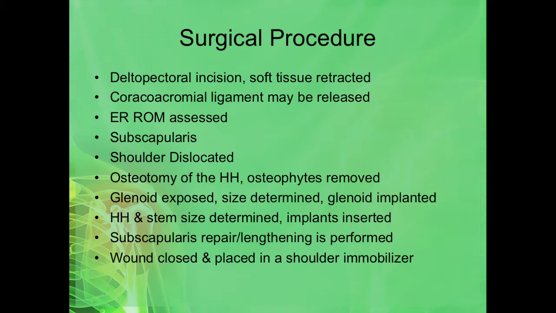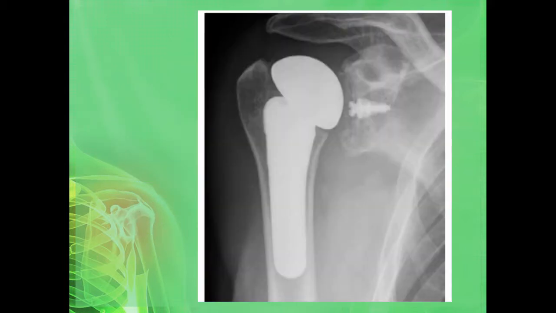Then any muscles that were retracted or released are then repaired, and any lengthening is performed, especially in the subscap, if external rotation was markedly reduced. The wound is then closed, and the person is placed in a shoulder immobilizer.